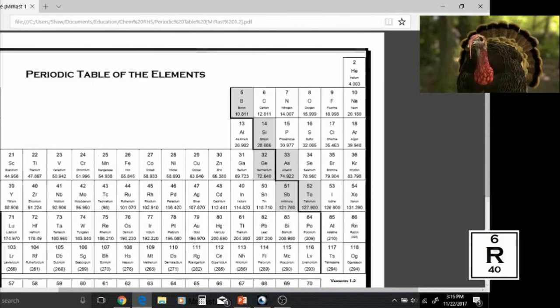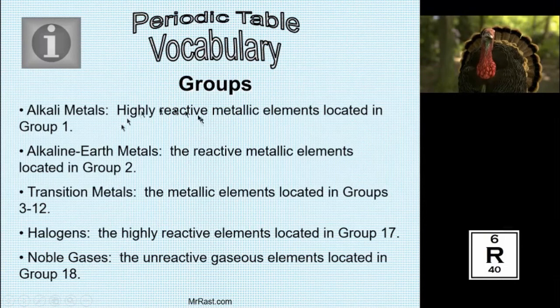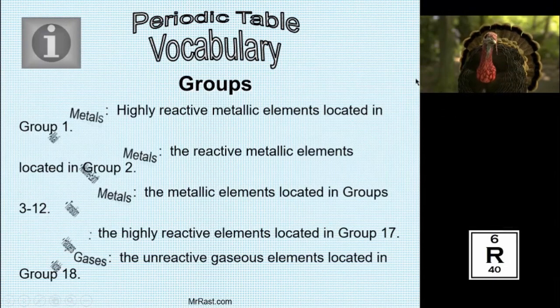Okay, so alkali metals, alkaline earth metals, the transition metals, halogens, and noble gases. I want you to be familiar with those terms, where they're located, and a little bit about their properties.